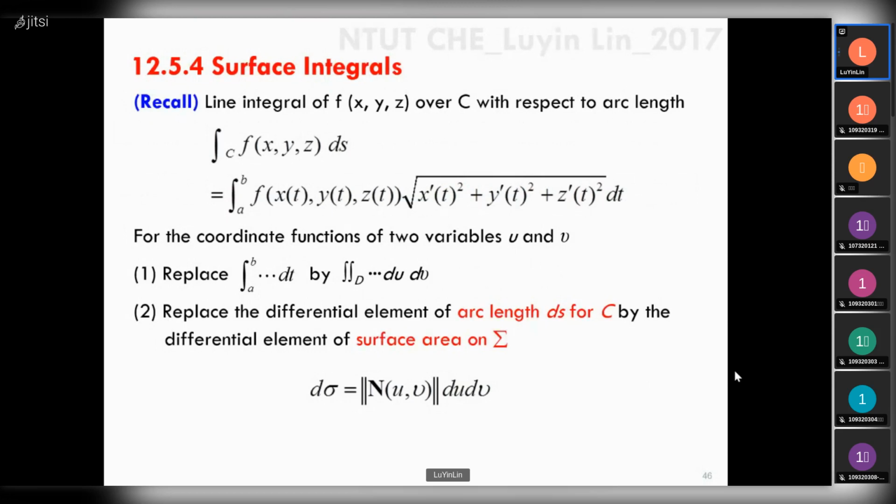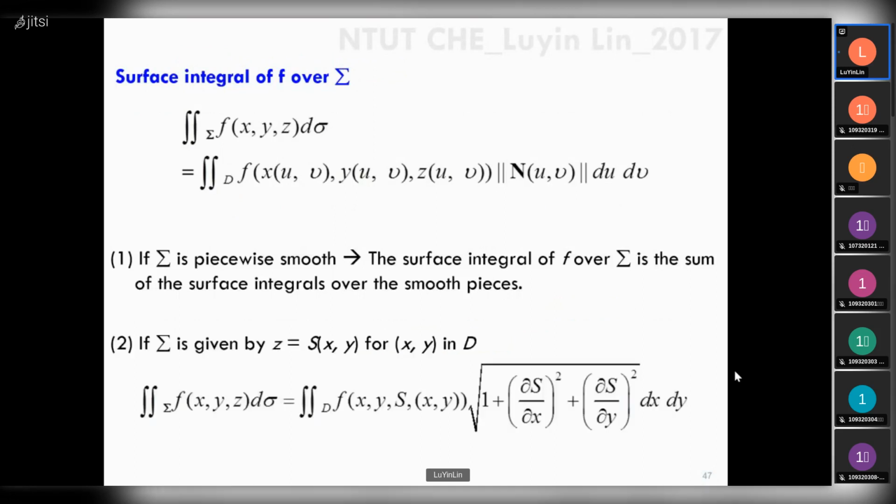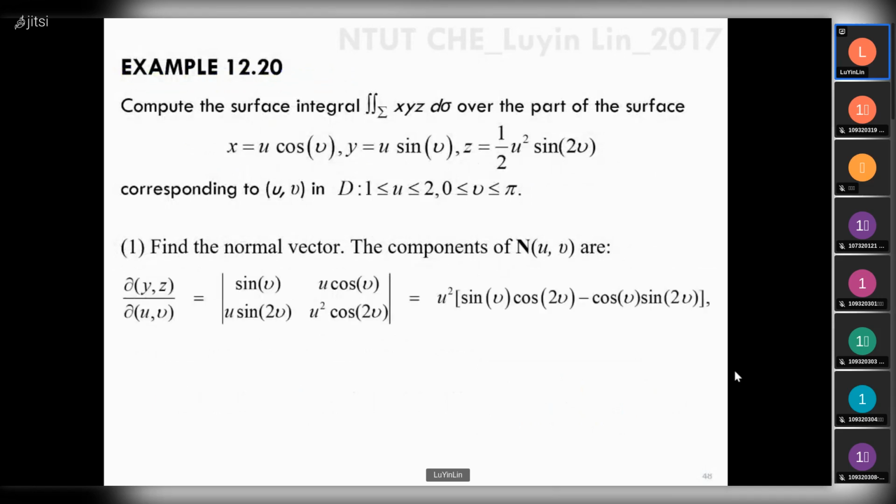Okay, last time we talked about the surface integral, and this is the equation for calculating the surface integral. I think we had an example before we dismissed the class, right?